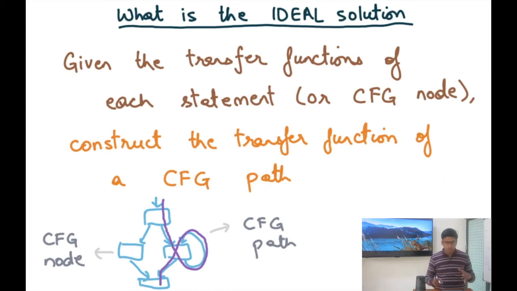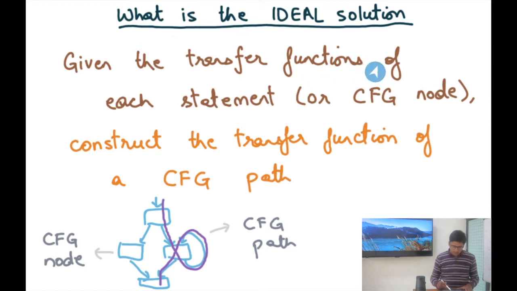To be able to define an ideal solution in this setting, we are going to define the transfer function of a control flow graph path. We already know the transfer function of a statement. We also know the transfer function of a basic block, formed by composing the transfer functions of the individual statements in that basic block. But now we want to talk about the transfer function of a full path.